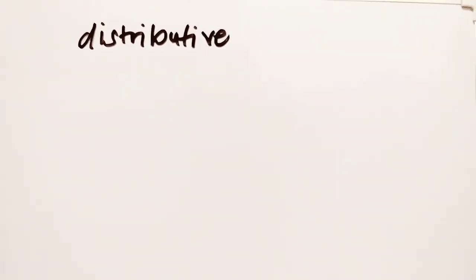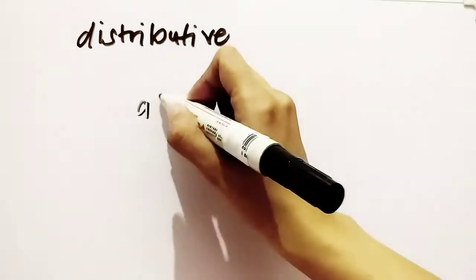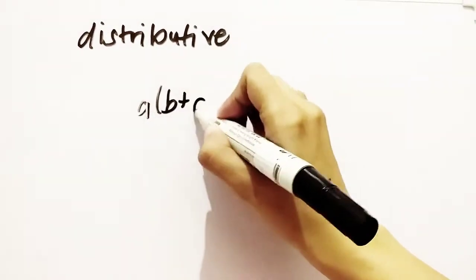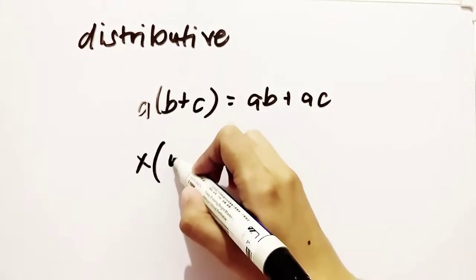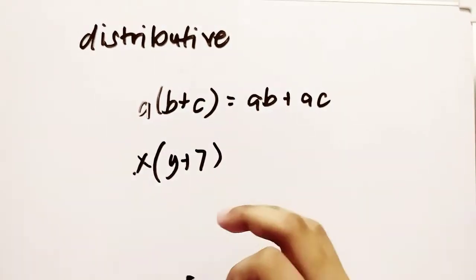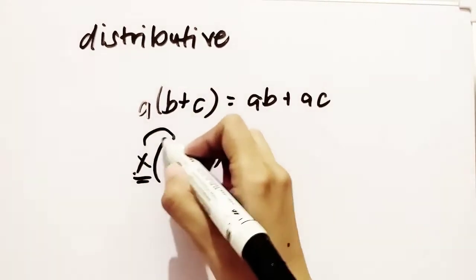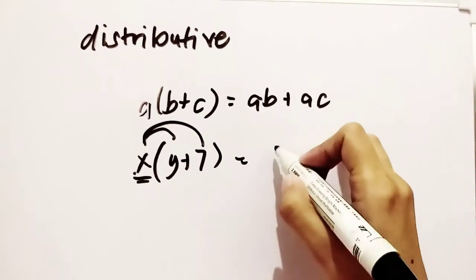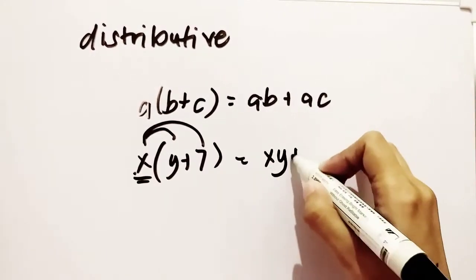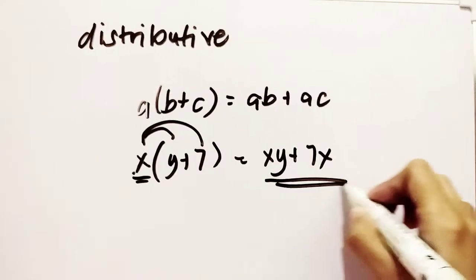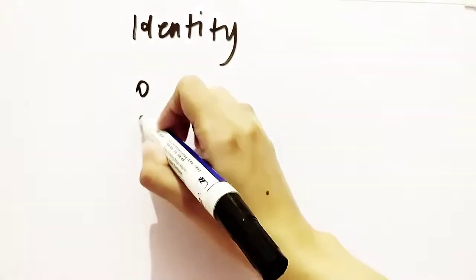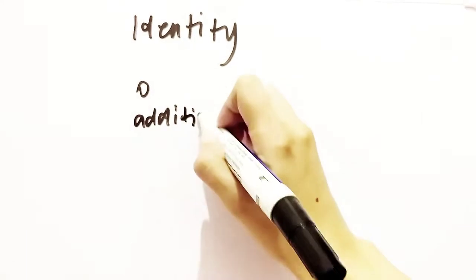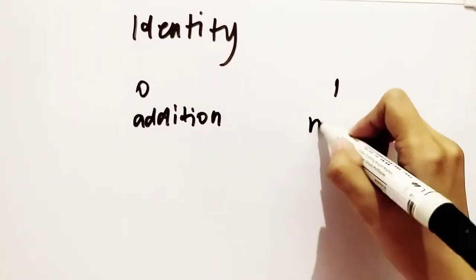So for distributive, we have this form. Like for example, we have x times (y plus 7). So if we're going to distribute this x, we will have xy plus 7x. So this form is also the same as this one. In identity, we have 0 for addition and 1 for multiplication.